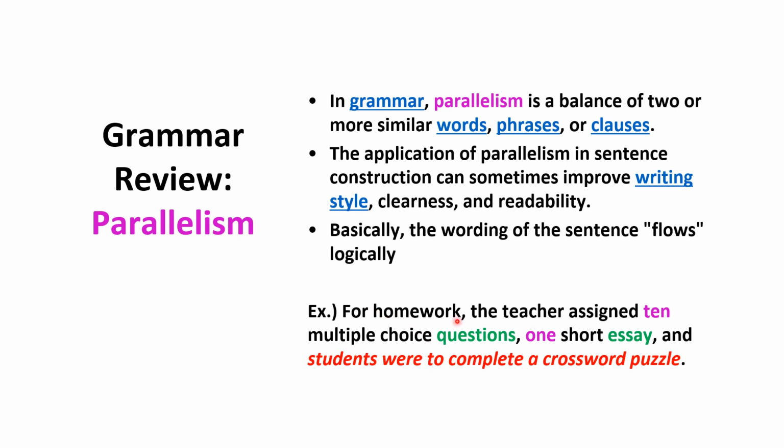Look here. For homework, the teacher assigned 10 multiple choice questions, 1 short essay, and students were to complete a crossword puzzle. This part in red is the error. Why? Because it is not parallel with the first two phrases. Okay? The first phrase has the word 10 to indicate the number of the questions. The second phrase has the word 1 to indicate the number of the essay. This one doesn't have a number or a word that would signal the quantity.